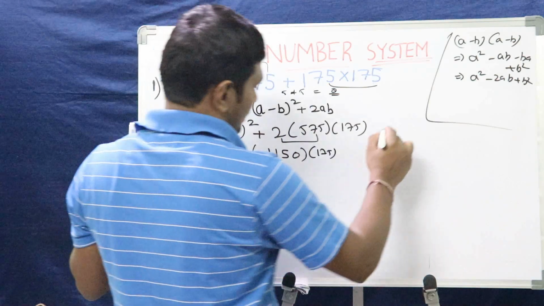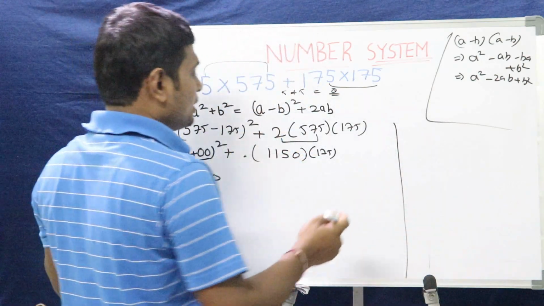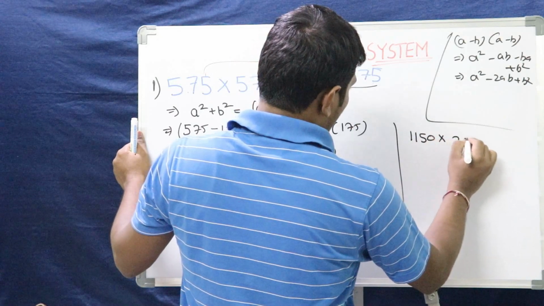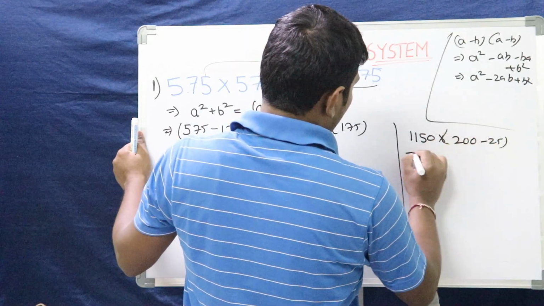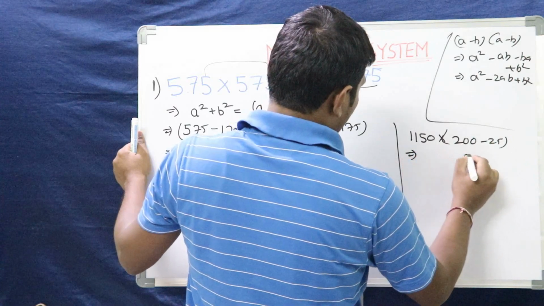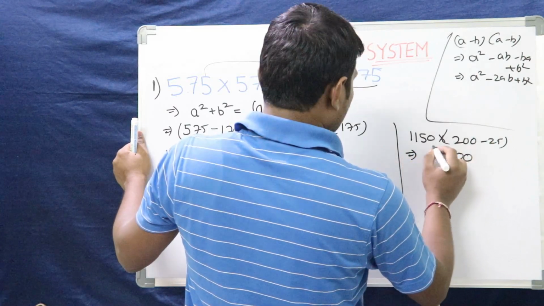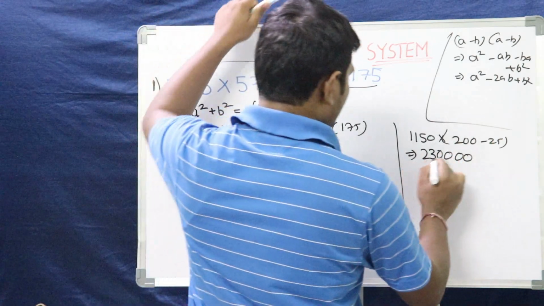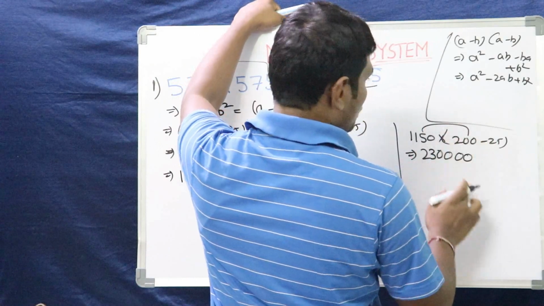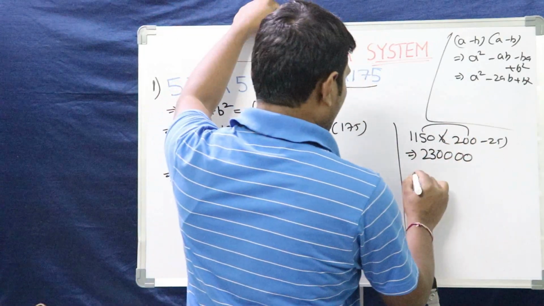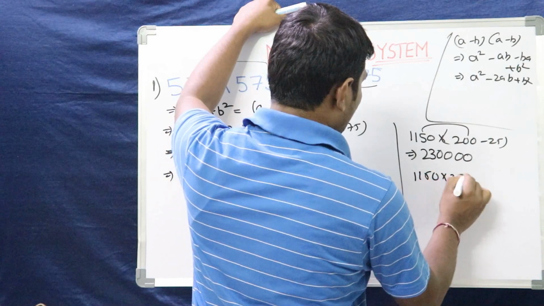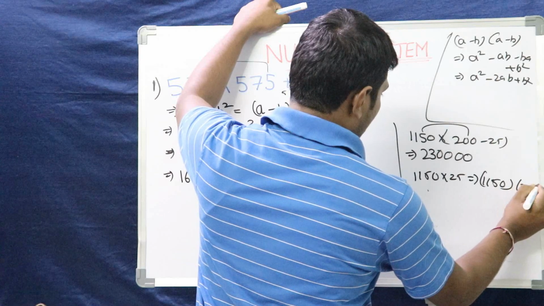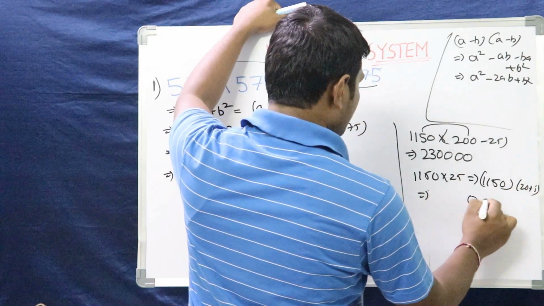How can we simplify this one? We need to round it off to the nearest zeros. 1150 into 175, I am rounding off 175 to 200 minus 25. Let's multiply: 1150 into 200 gives 230,000, and we are left with 1150 into 25. 1150 into 25, how can we write it? 1150 into 20 plus 5, right? Then it's easier to calculate.